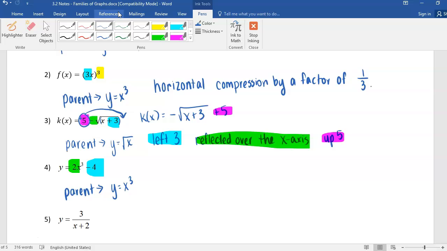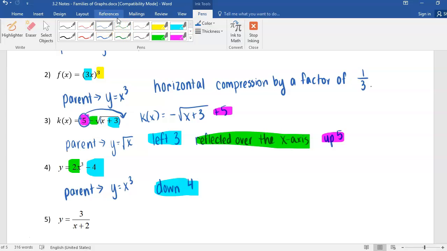Let's see. Leah, can you tell me one thing that's happened to that graph? Okay, what's that minus 4 do to the graph? Perfect. Down 4. And that comes from that minus 4 that we have there.